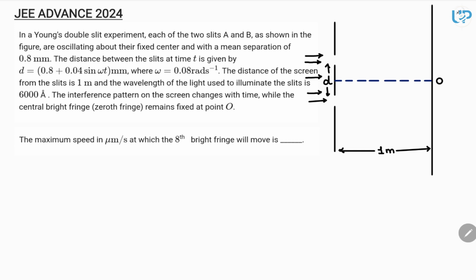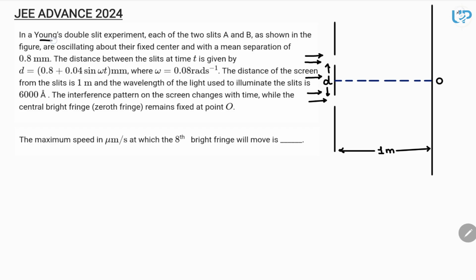Hey guys, I welcome you all to the discussion of this new advanced problem which was asked in JEE 2024. In JEE Advanced, questions often look simple on the surface, but they hide a layered conceptual twist. Today's problem is a mixture of S.H.M and Young double slit experiment from the wave optics chapter. So let's study the question first.